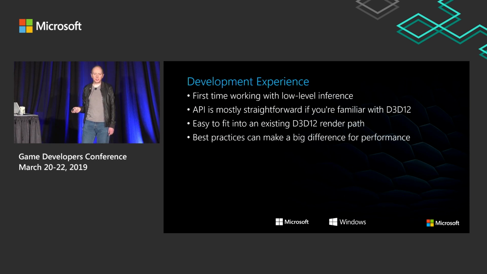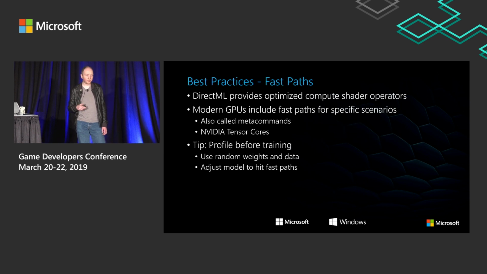So while I was developing this, it was my first time doing inference at this low of a level, so there was definitely a learning curve, but I found that DirectML was pretty easy to get up and going on, given that I had some existing D3D12 knowledge. I think knowing D3D12 does help. As Adrian described, it's essentially built on top of it, so knowing that is a good starting point, but once you do, it's pretty easy to fit into an existing render path. I did learn a number of best practices, though, that can make a big difference for performance, so I'm going to go into those next.